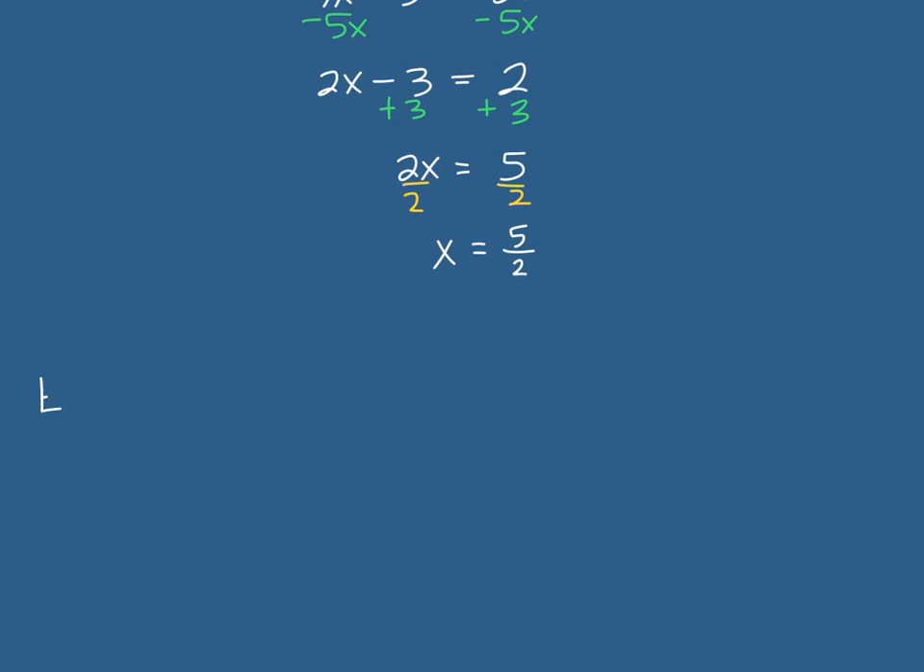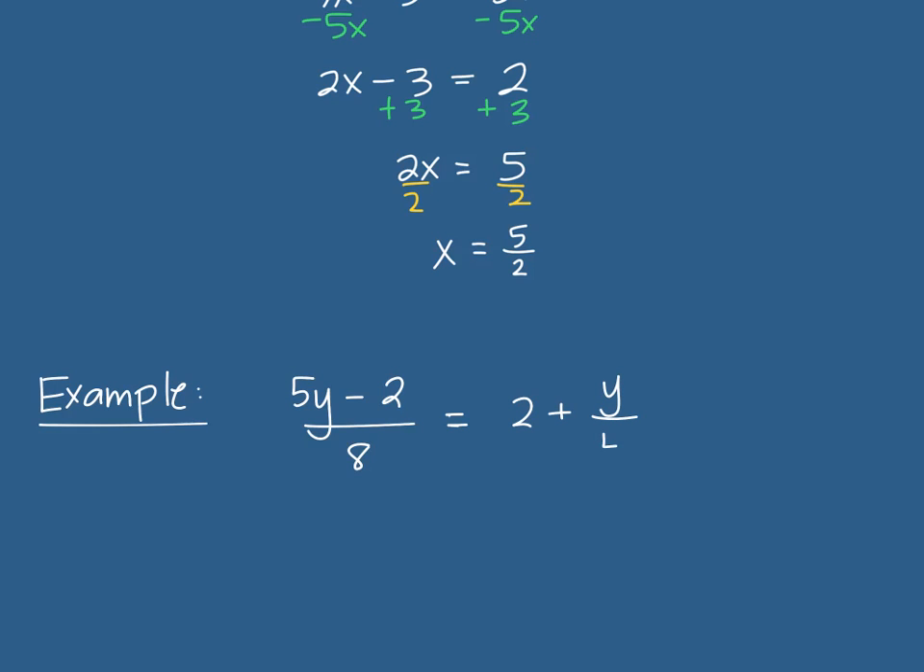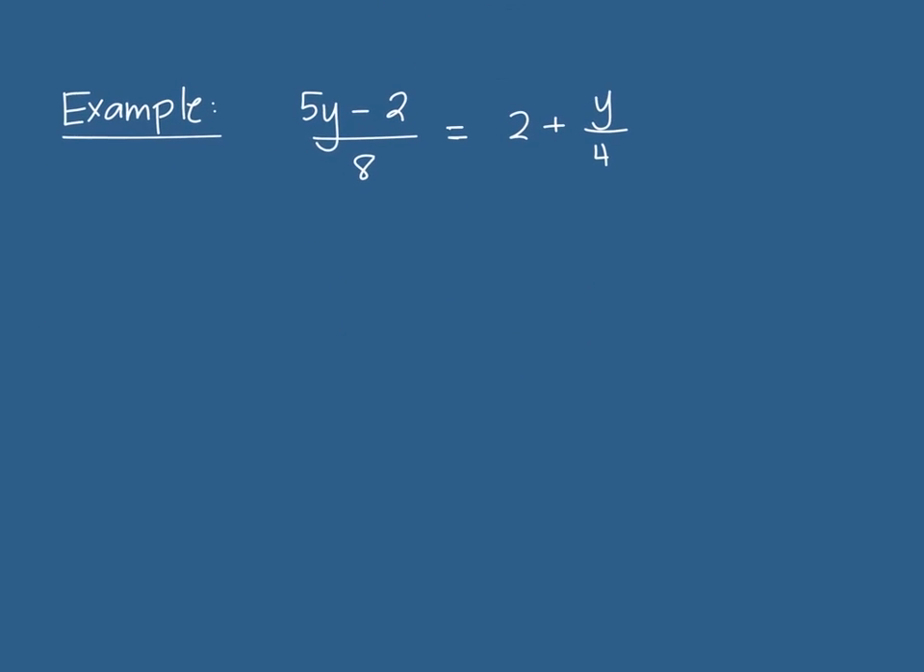All right, let's try another one. Okay, we're going to solve this one. Again, we're going to train ourselves to do legal things to both sides. All right, let's take 5y minus the number 2, over 8. And then let's take on the other side 2 plus y over 4. Now here's where you might be tempted to do something illegal.